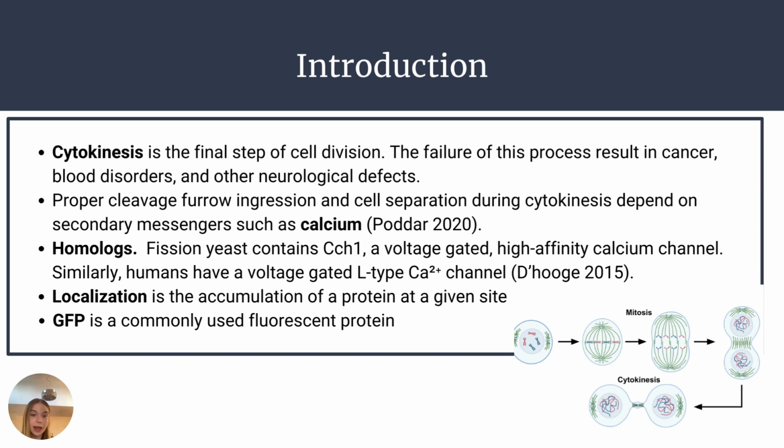My lab has just recently discovered that calcium is a central secondary messenger in the steps of cytokinesis that are proper cleavage furrow ingression and cell separation. The reason I chose this protein to tag is because it's a homologue for another ion channel protein within humans, so I can study this similar protein but with a cheaper and less time consuming model. Also, localization is the accumulation of a protein at a given site, and GFP is a commonly used fluorescent protein.